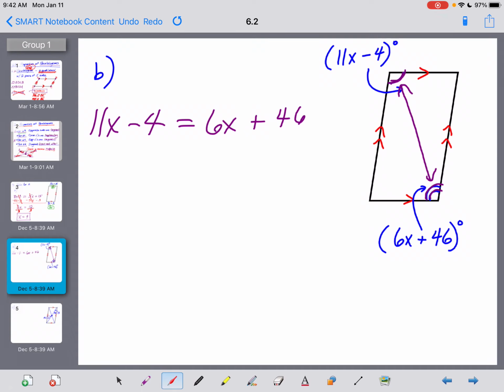And again, a pretty easy one to solve. I'm going to subtract a 6x from both sides. So again, variables are all coming left, constants are all going to go right. I'm going to add a 4. Nope. Try that again.